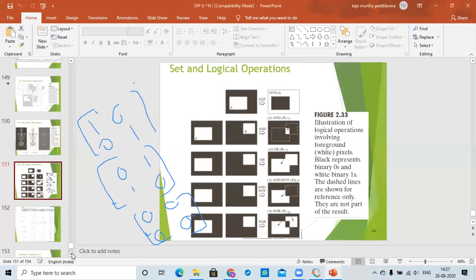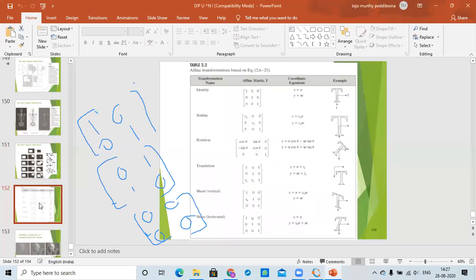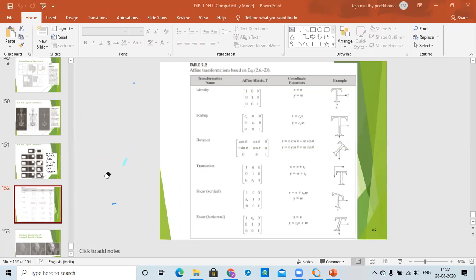Then come to a very important topic here, the affine matrix. The affine matrix is very useful for shifting. One thing is scaling, and then rotation, translation, and shear, vertical and horizontal shearing.